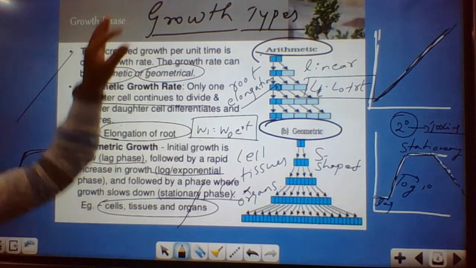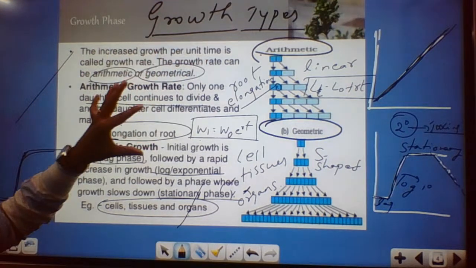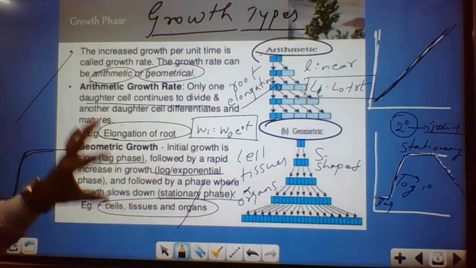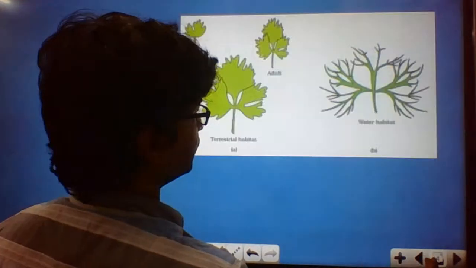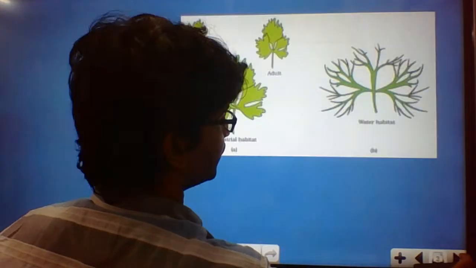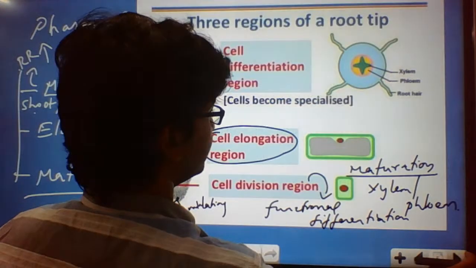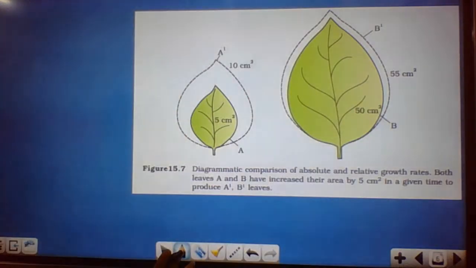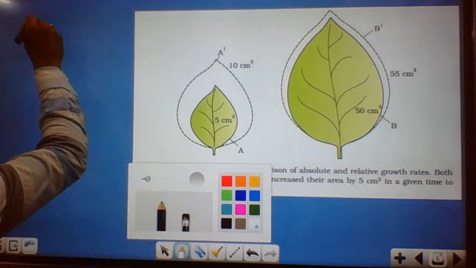Okay, so we're done with the types of growth, arithmetic and geometric growth. Now, next we move on to the rate of growth. So how can the rate of growth be accomplished? How do we calculate the rate of growth? So coming to this part, the rate of growth.